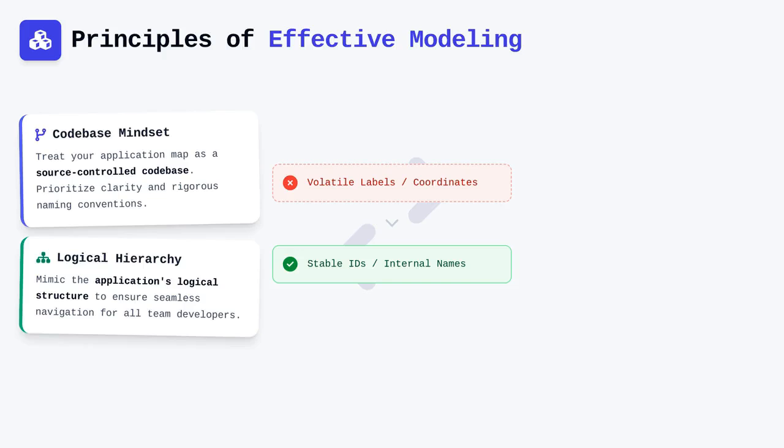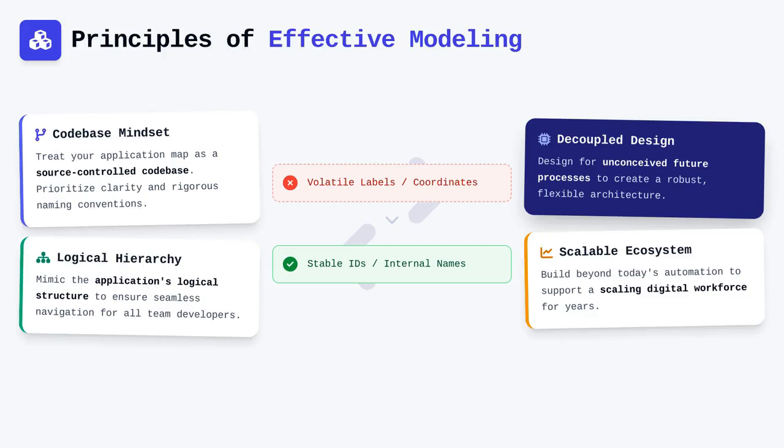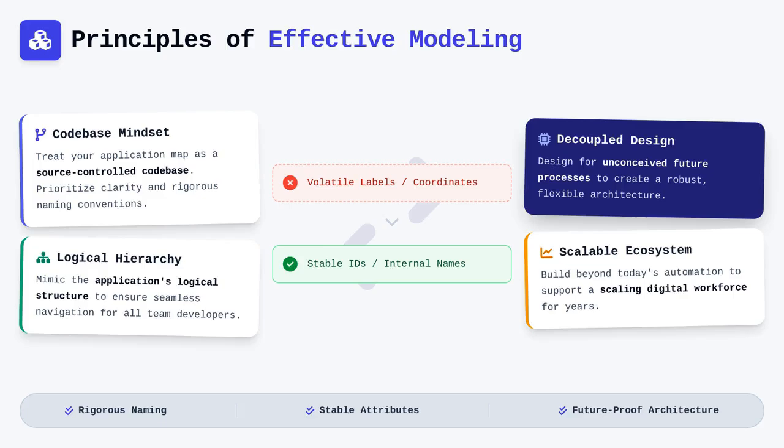If you design your objects with the expectation that they might be used by a process you haven't even conceived of yet, you will naturally move toward a more decoupled and robust design. Remember that the ultimate goal is not just to get the automation working for today, but to build an ecosystem of objects that can support a scaling digital workforce for years to come.